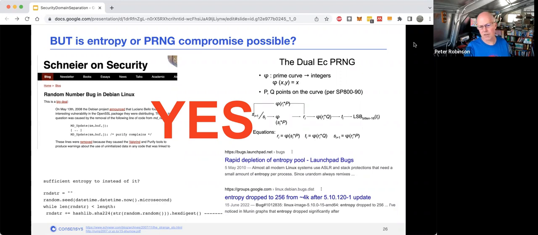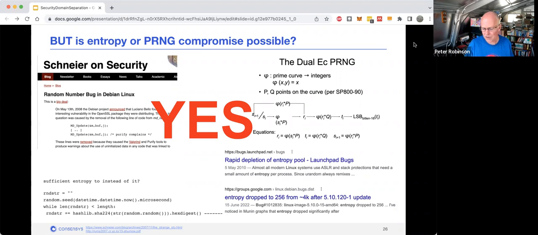And so there's one article there from 2010, there's another one from 2022. I think it's a common and ongoing theme. Then also, if you look at the bottom left there, we've got random.seed date time now microseconds.